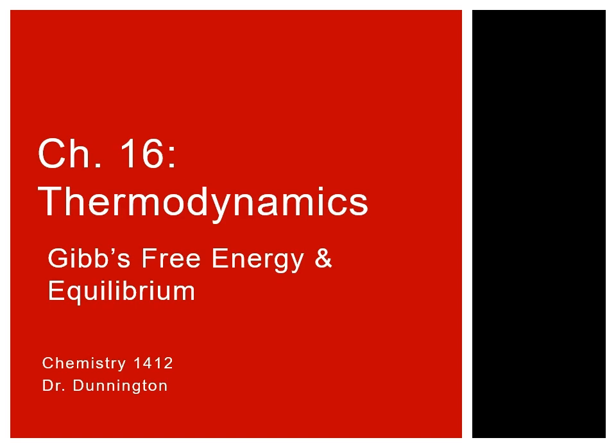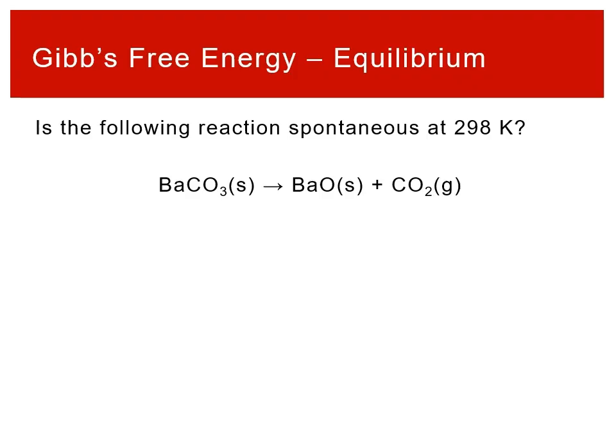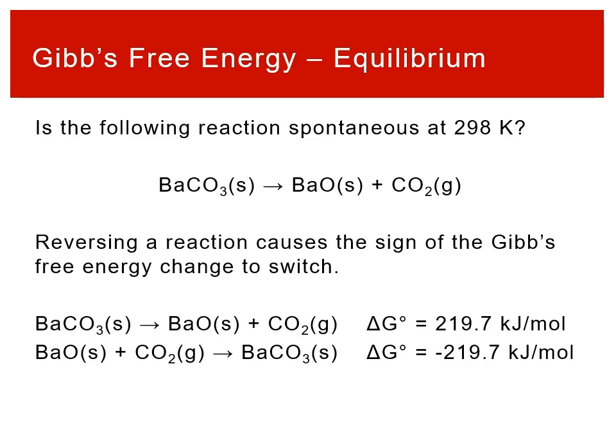Now I want to spend some time relating Gibbs free energy to equilibrium. So, is the following reaction spontaneous at 298 Kelvin? This is barium carbonate becoming barium oxide and carbon dioxide. And so this is very similar to a reaction we've already seen. It's going to be the reverse of the formation of barium carbonate.